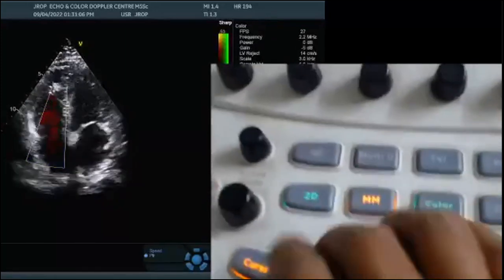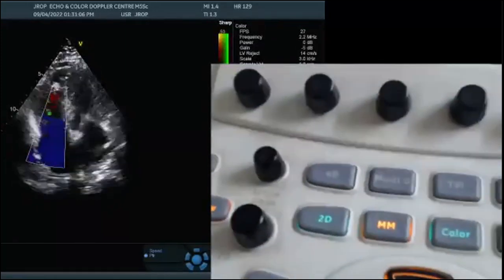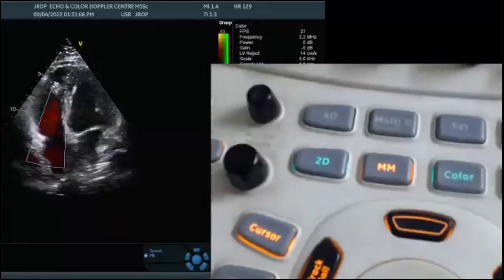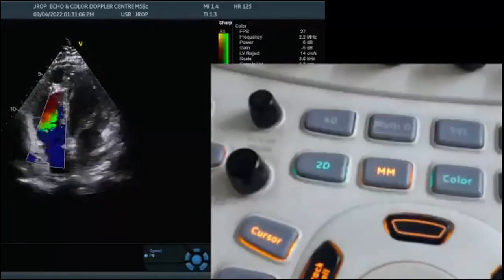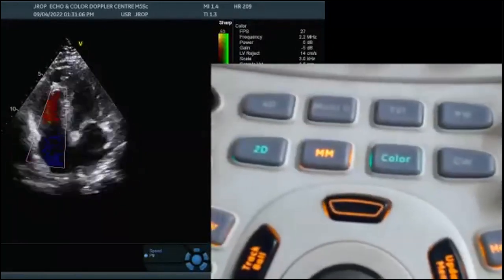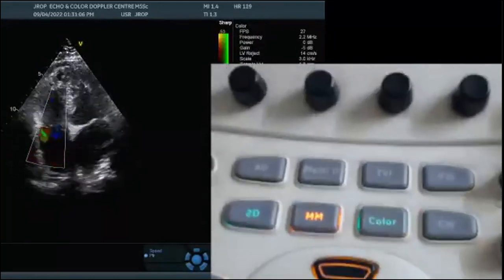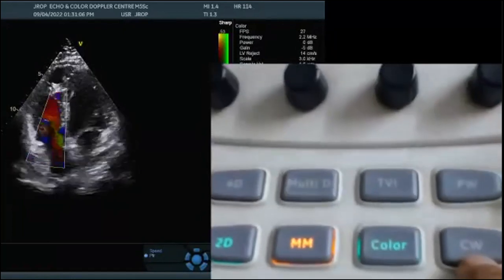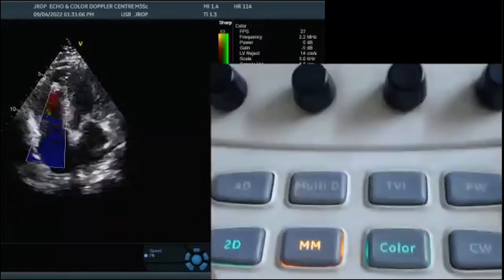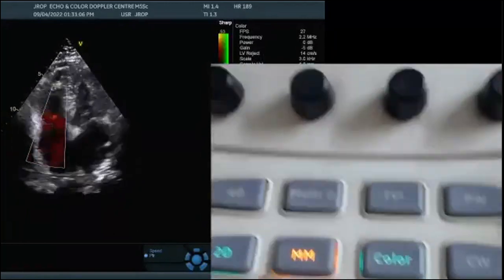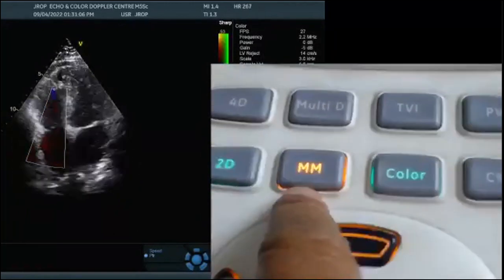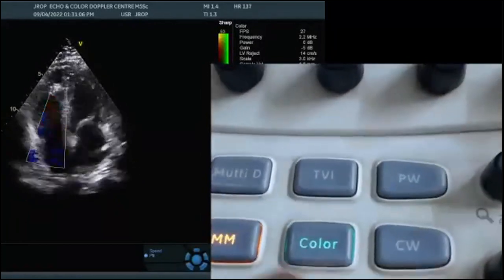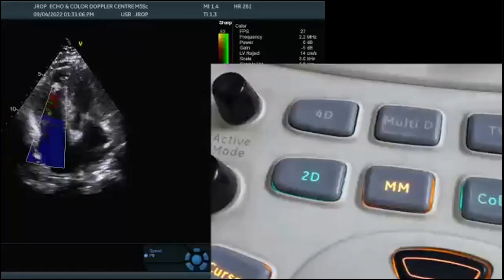Here is 2 dimensions echocardiography, 2D. Next to 2D, there is MM, that is M mode. Then is color Doppler or color. Next to color is CW. You can see the key of a CW out here. All these modes, 2D, M mode, color, CW and PW, are the major things which we require in day-to-day practice.